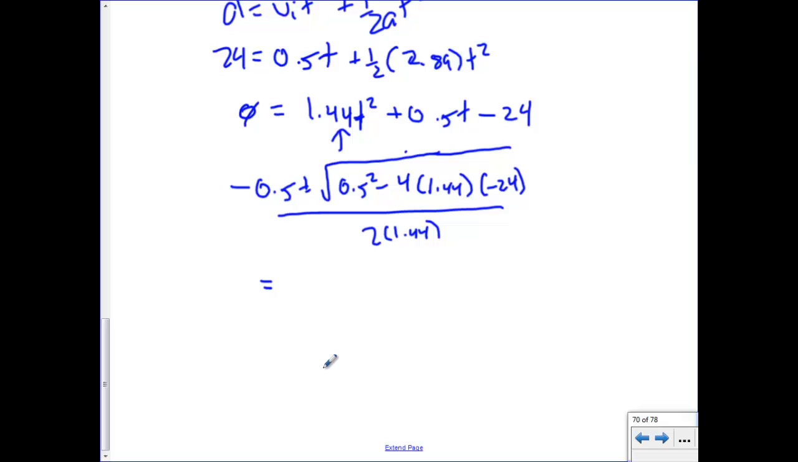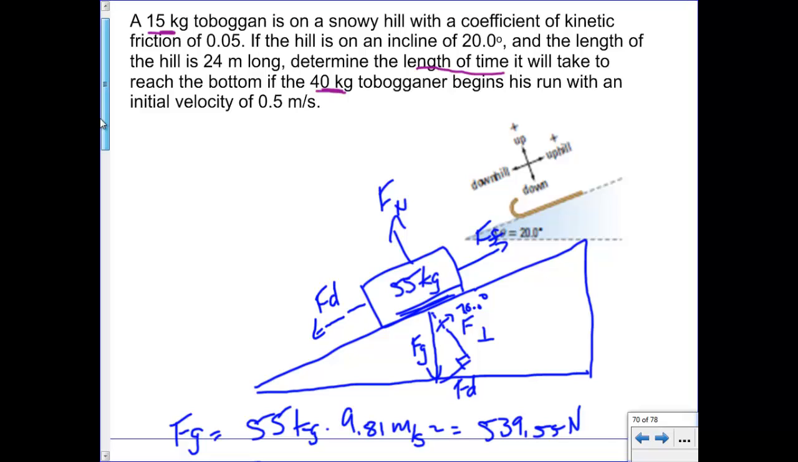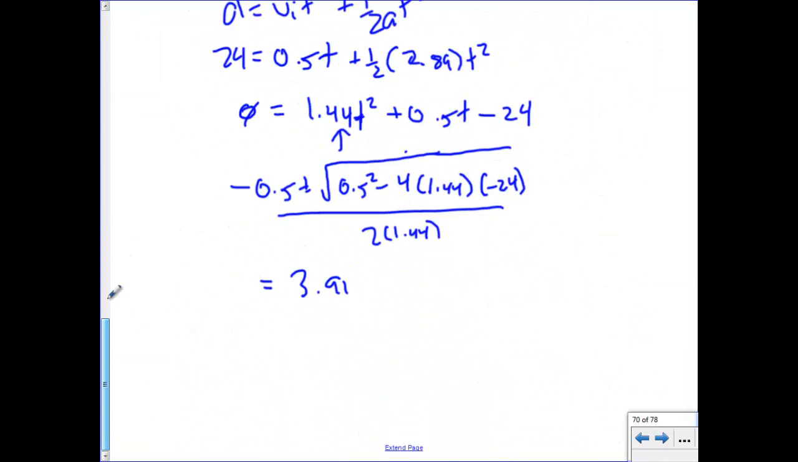It wasn't as hard as you expected? Yeah. Good. It's not as far as I expected. I'm glad. Negative 0.5 plus the square root of 0.5 squared minus 4, 1.44, negative 24, divided by 2 times 1.44. I got a time value of 3.91. Okay. With sig digs though, let's just go back up. Again, I don't know why I keep doing this, but I apparently only get 1 sig dig. So let's call it 4 seconds.